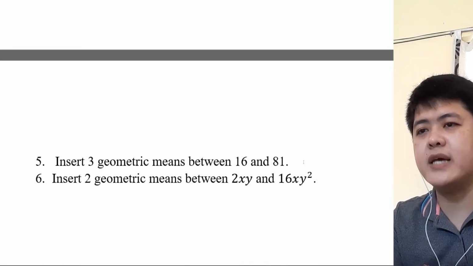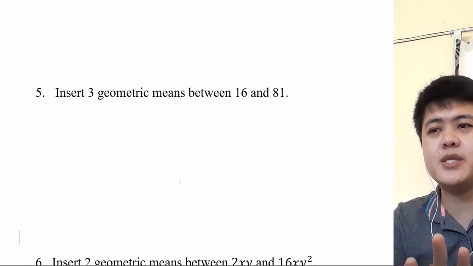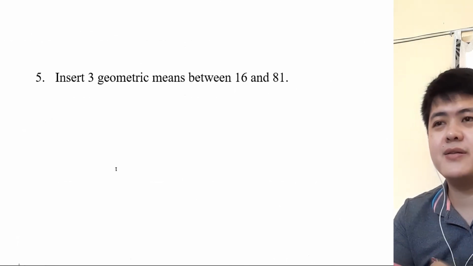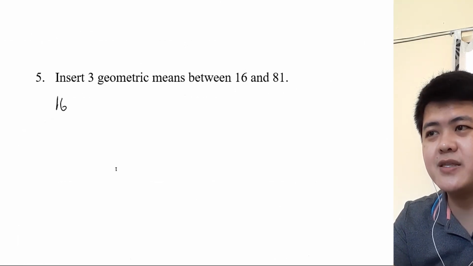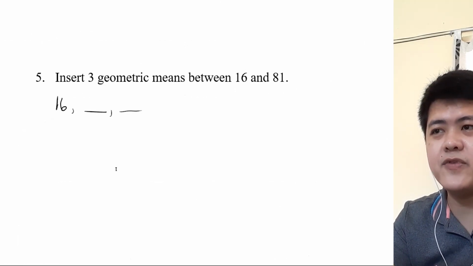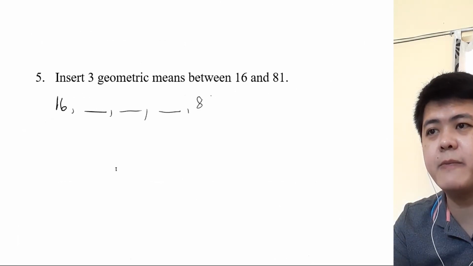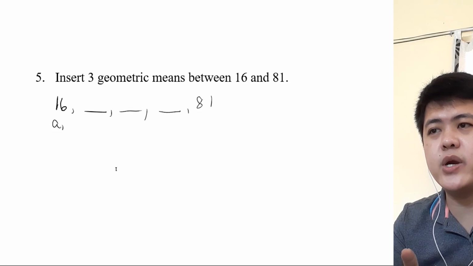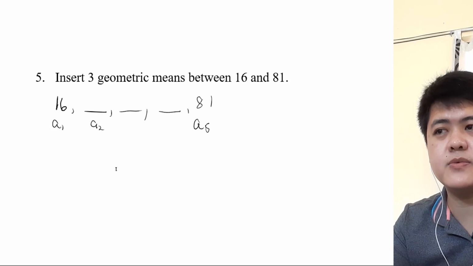So we're now down to the last two questions. Number 3, insert 3 geometric means between 16 and 81. So una, silipin muna natin kung ano itsura niya. So we'll have 16 and then we have 3 blanks in the middle, kasi tatlong geometric means daw between 16 and 81. That makes 16 your A sub 1 and your 81 your A sub 5. Because this is A sub 2, A sub 3, A sub 4, and A sub 5.